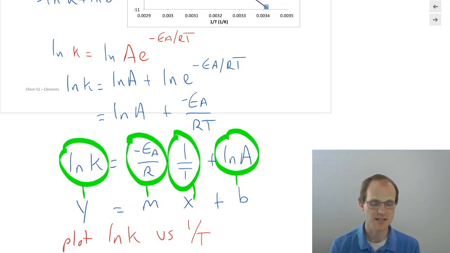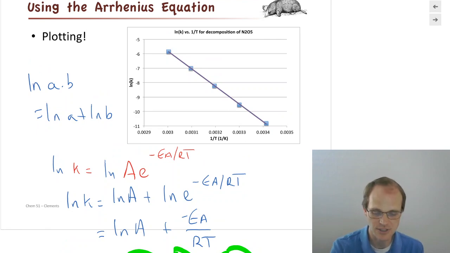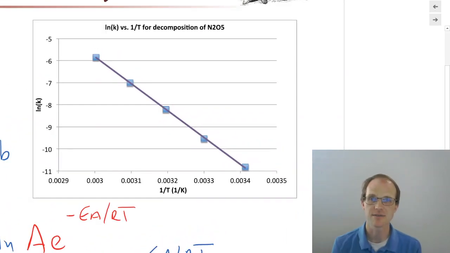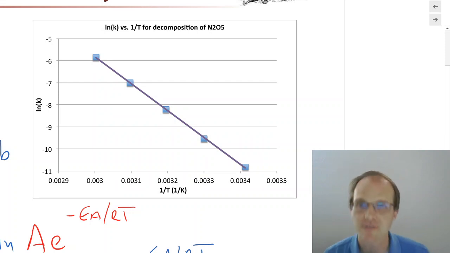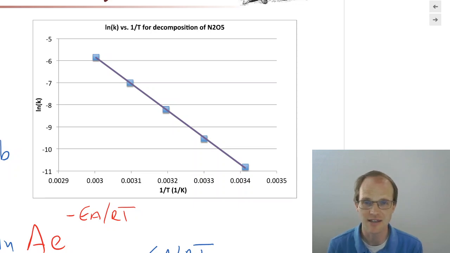And again, these are things we do in Excel. We have it do all that calculation for us, or Google Sheets, or whatever you want to use. What does it look like? It looks something like this. This is ln of K versus 1 over T for the decomposition of N2O5. And you can see it's this lovely, nice little straight line.